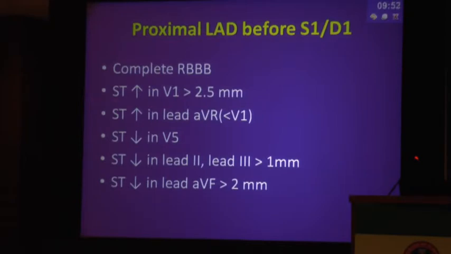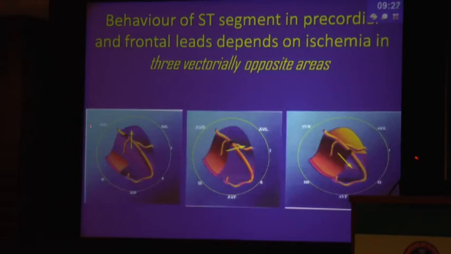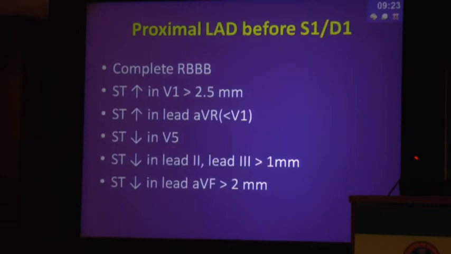If you have ST elevation in V1 of more than 2.5, so the ST axis is pointing anteriorly, so you have ST elevation of more than 2.5 millimeter in an anterior lead V1, this is a bad prognosis because it's a proximal LAD. That's the second important criteria. If there is ST elevation in lead AVR, that's the third. As I showed you on the axis, the AVR points upwards. So you have changes in these leads. The ST axis is pointing upwards.